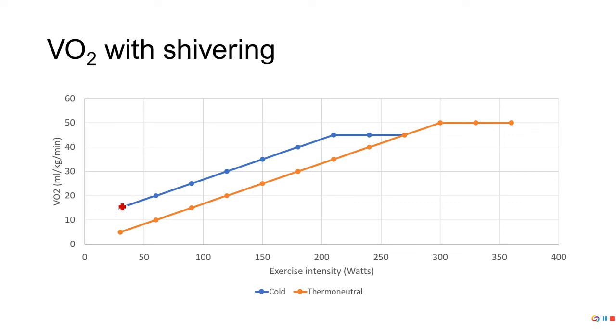So VO2 max decreases because cardiac output decreases in the cold due to decreased heart rate. And they think this has something to do with the cold making it more difficult for muscle contraction, which we'll get to on the next slide. But just think of it as the sarcoplasm, the fluid inside the muscle, is more viscous, and so it requires more energy, more effort, more oxygen to overcome that.